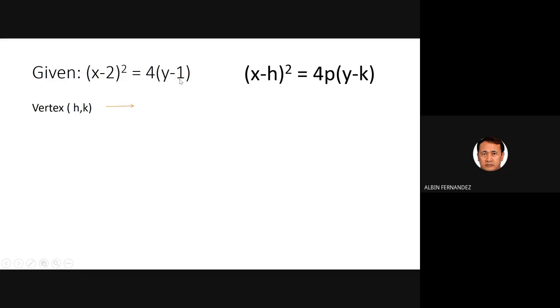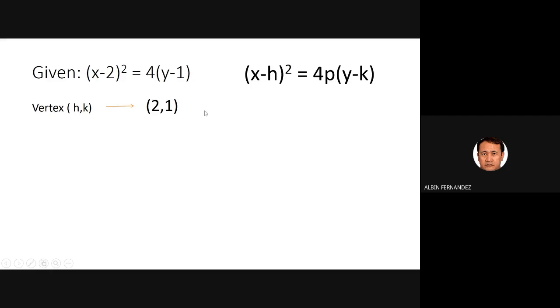Common error: when identifying the values of h and k, make sure that the operation here is minus. So in our case, h is 2 and k is positive 1. Both are positive. When would the values of h and k become negative? That is when the operation changes into plus. If this is x + 2, then h should be negative 2. If this is y + 1, then k should be negative 1.